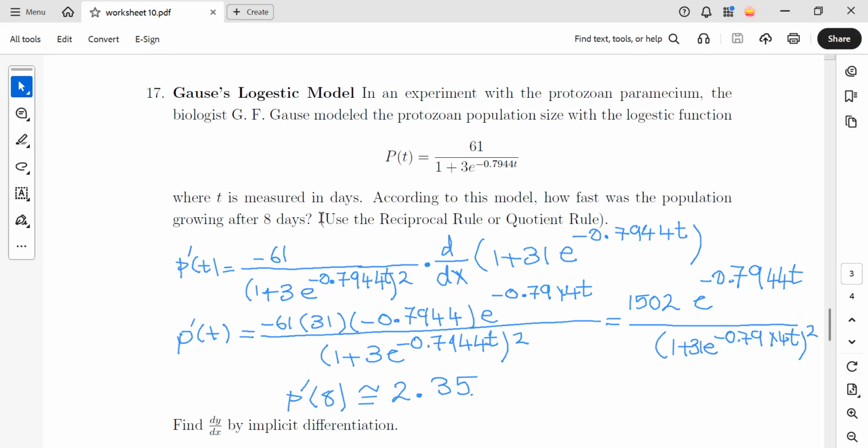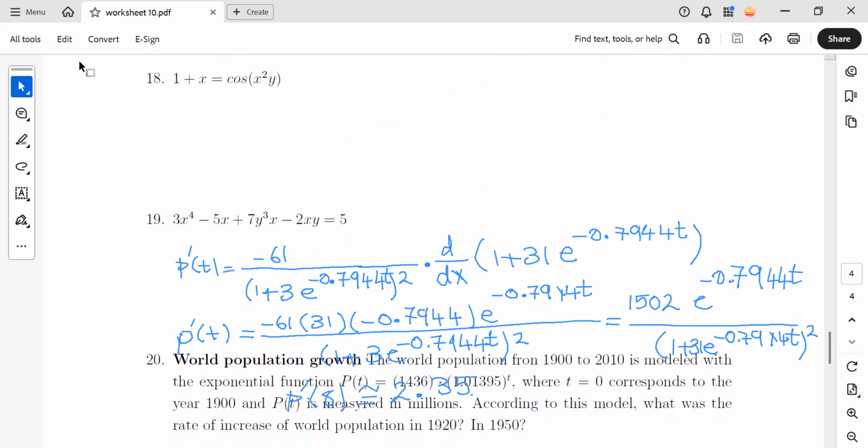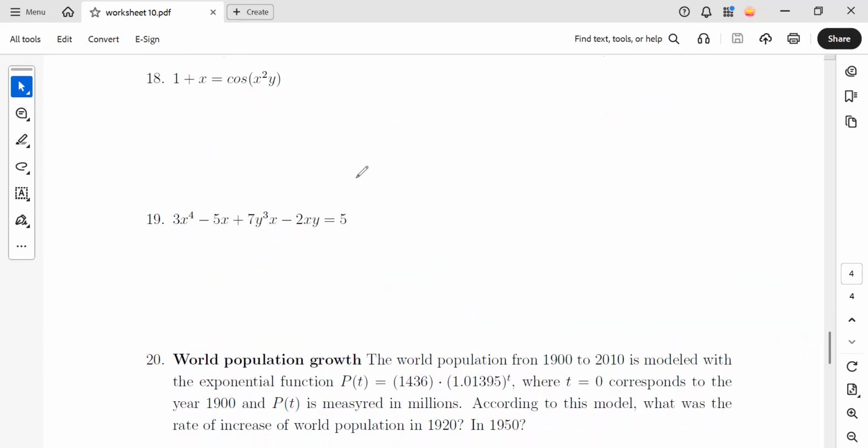Let's move on to 18. It says find dy/dx by implicit differentiation. For implicit differentiation, whenever we have y, we would consider that y is a function in terms of x. So for cosine, it will be negative sine of whatever you have multiplied by d/dx of the inside, which is x squared times y.